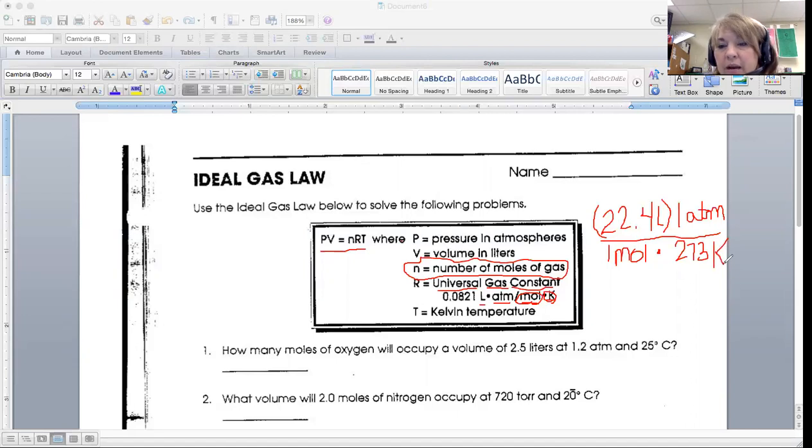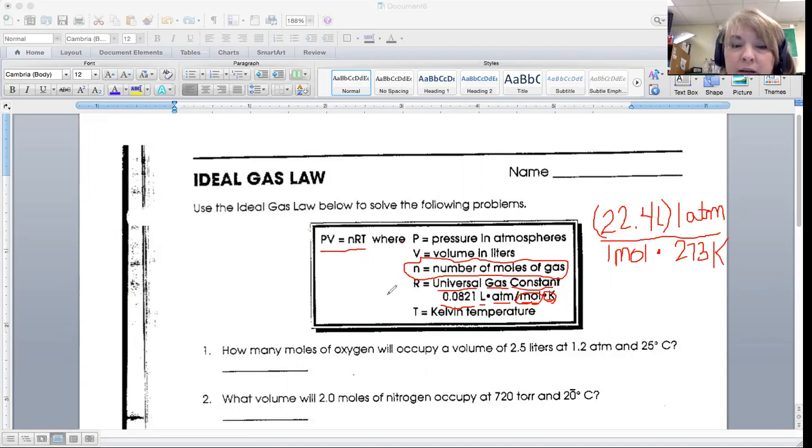Now, when you take 22.4 and you divide by 273, I invite you to go ahead and get your calculator and do that. Just 22.4 entered into your calculator, divided by 273. You'll notice that you will get the ideal gas law constant. Okay, your calculator should say 0.08205512. Well, we're going to round that to 0.0821.